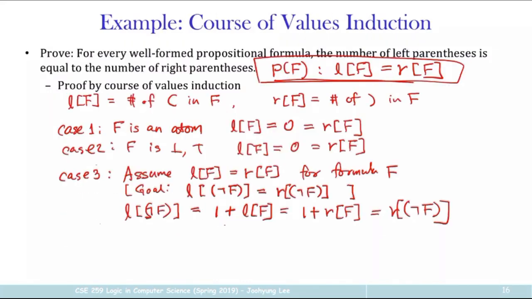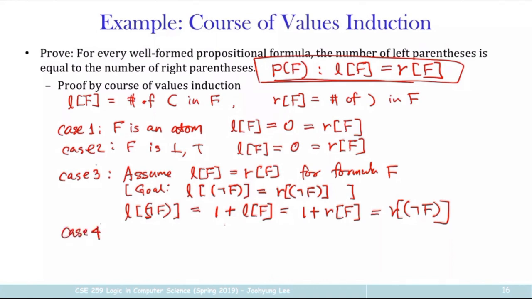That's what we just showed. So they have an equal number of left and right parentheses. There are an equal number of left and right parentheses in F, and that means L of this new formula, which has 1 plus whatever the number of left parentheses in F, is equal to 1 plus R of F, because L of F is equal to R of F by the induction hypothesis. And this number is the number of right parentheses in this new formula. So we are done.